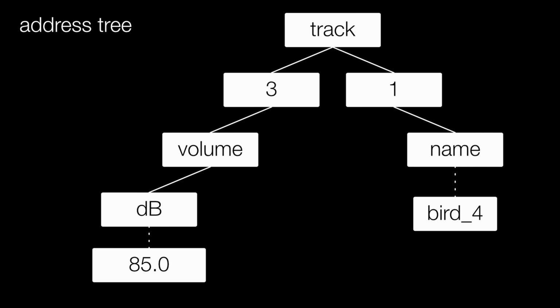In this more concrete example, we can see that we want to control something that has to do with the tracks in Reaper. Then we need to specify which track exactly we want to address, so here track number 3 or track 1, followed by the actual control of the track, so either its name or its volume or whatever else you might want to control. In the case of the volume, we might have to add even a layer more, where we say how we want to set the volume, so here in decibels instead of something else like from 0 to 1. So these addresses would, for example, set the volume of the third track to 85 decibel and the name of the first track to bird_4.